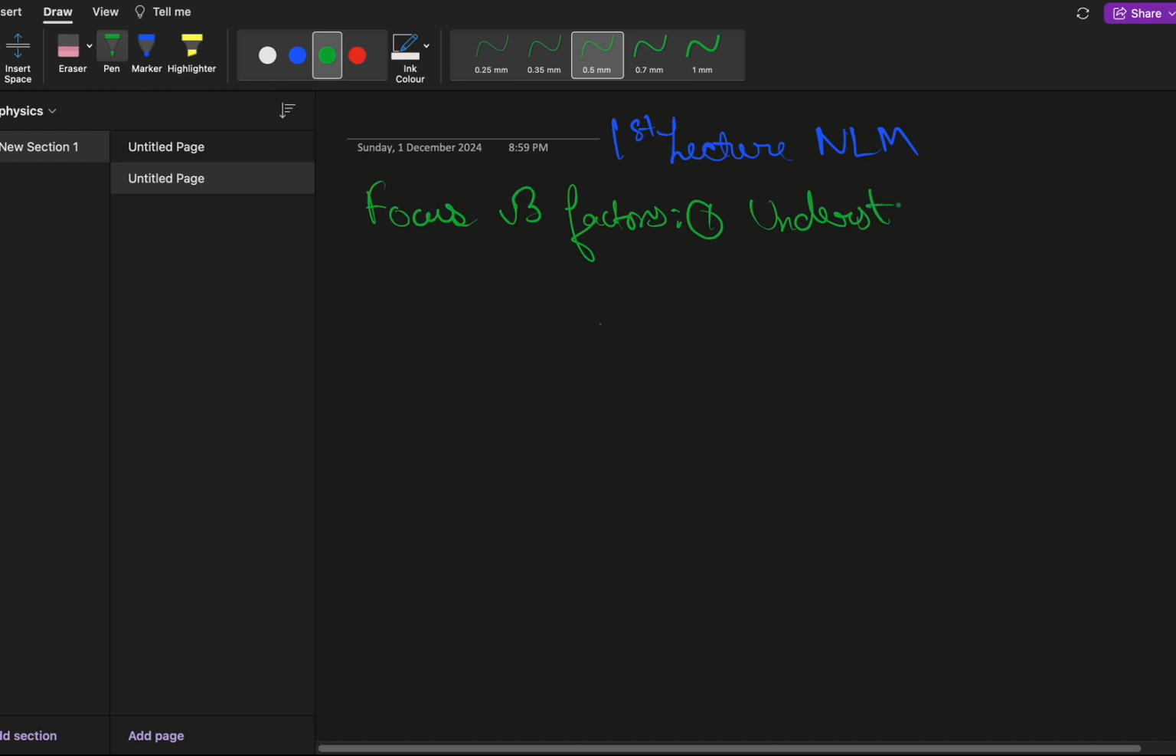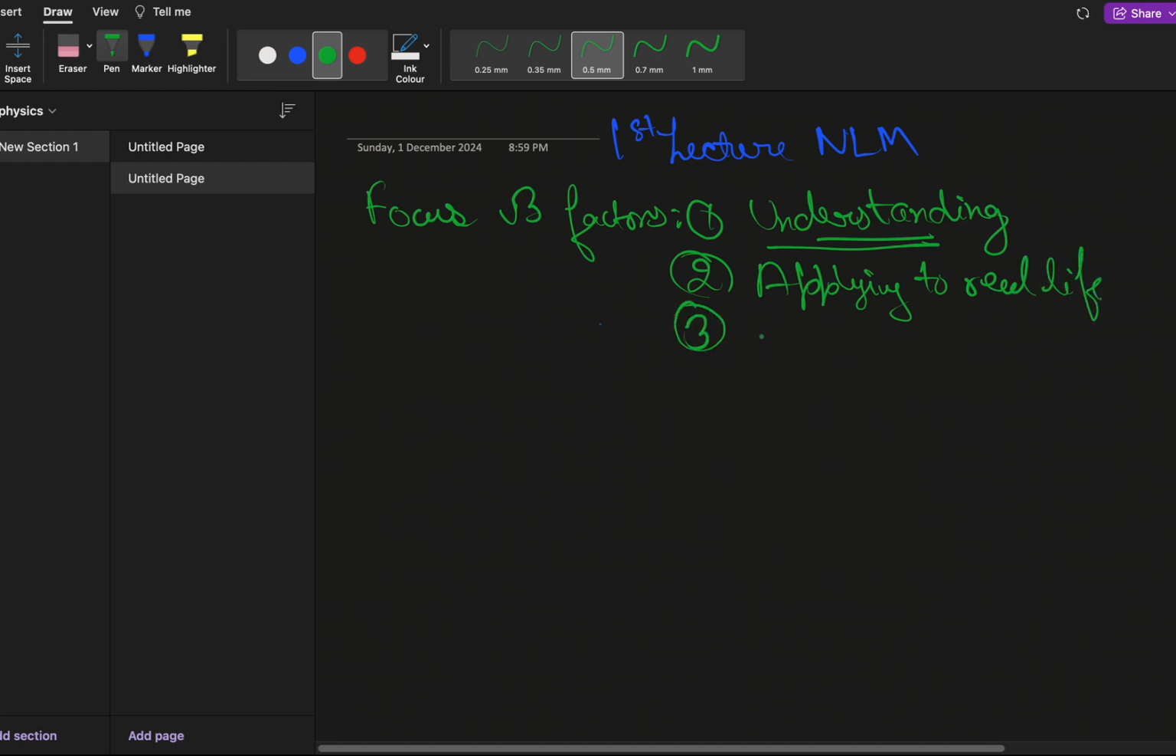If you are doing it for classes and all, I will refer you to some other channels you can see, but here we will focus mainly on understanding them on the conceptual level. Second, we will be applying them to real life problems. And the third thing is that we are going to see how these shape our modern physics, how these are used, and whether these are relevant or not.